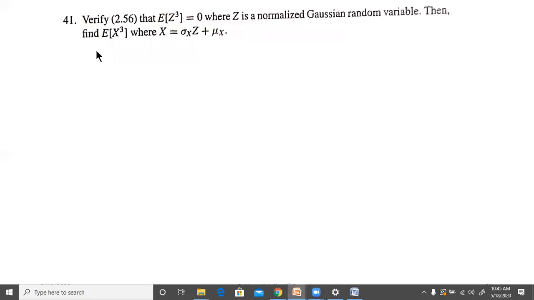Okay. So now verify 2.56, that is E of z cube equal to 0, where z is the normalized Gaussian random variable. Then find E x square, where x is equal to sigma z plus mu x. Okay.